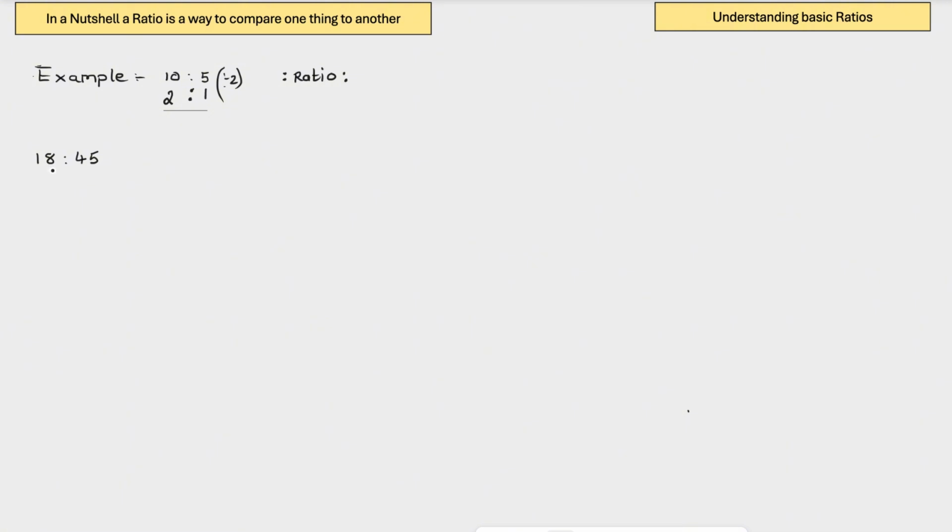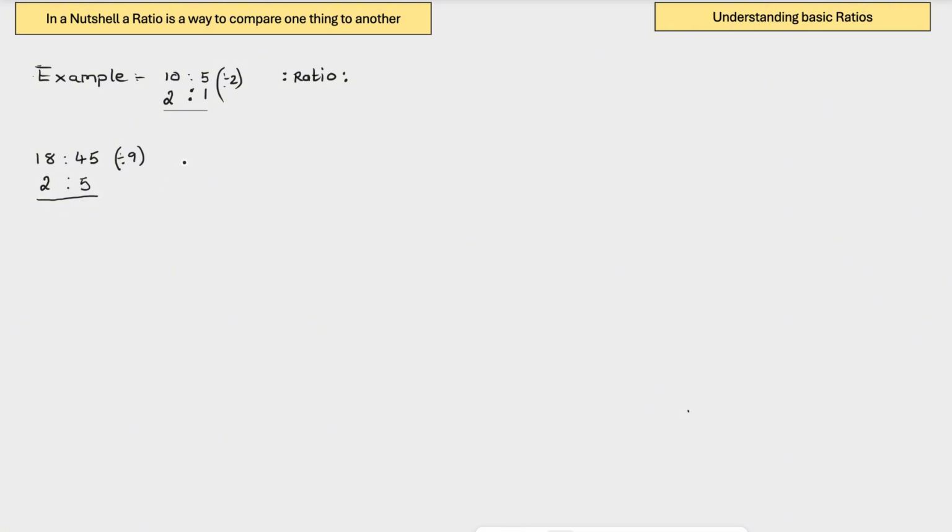Now, if you know your times tables, you know that 9 goes into 18 twice, and 9 goes into 45 5 times. So we've divided it by 9. And that's simplified. You can't go any smaller than that, because you've got an even and an odd.